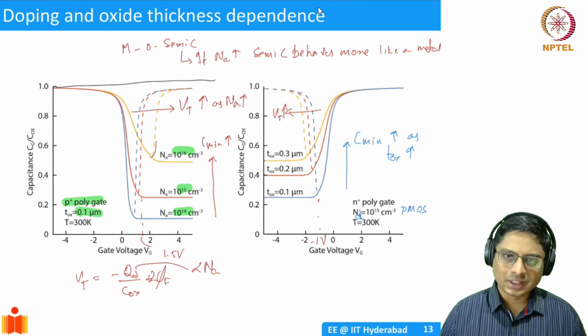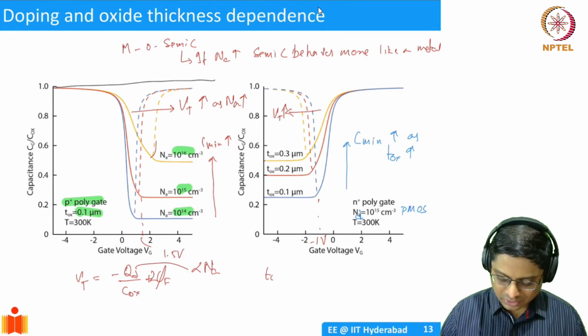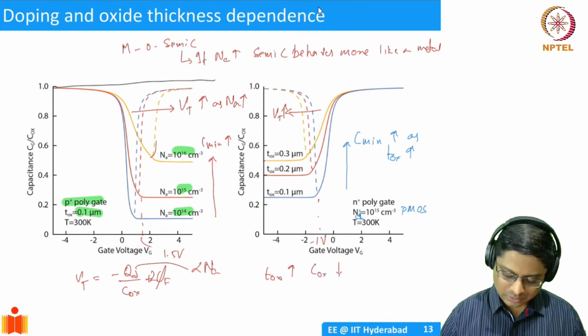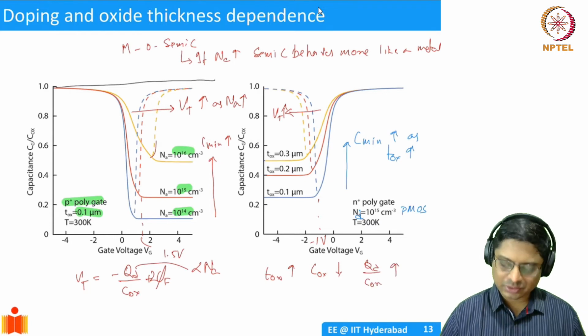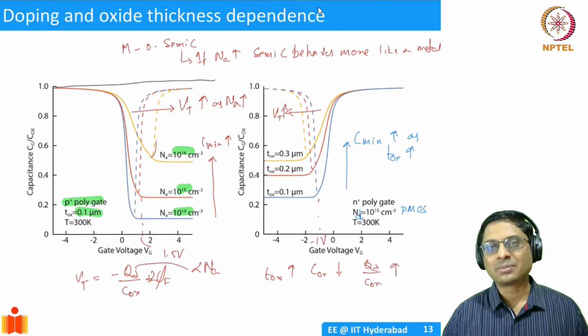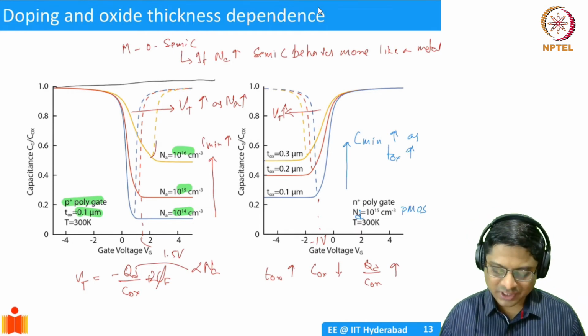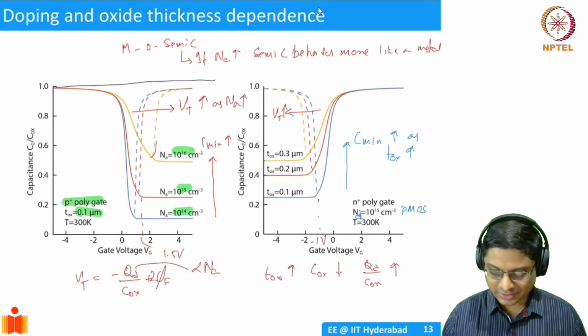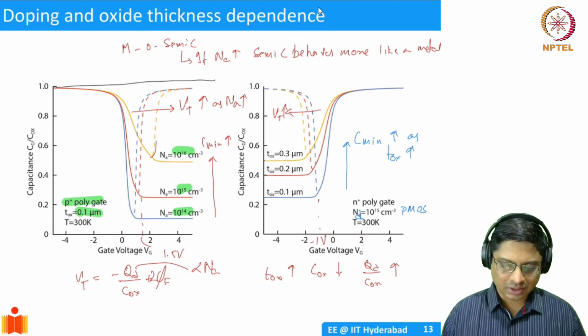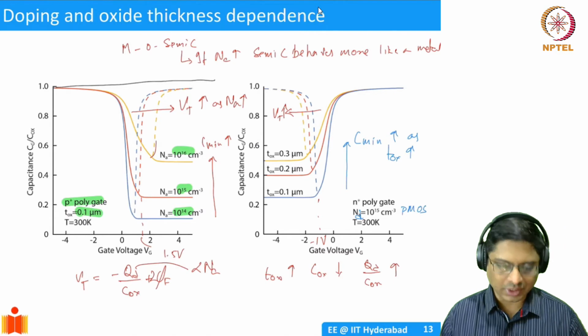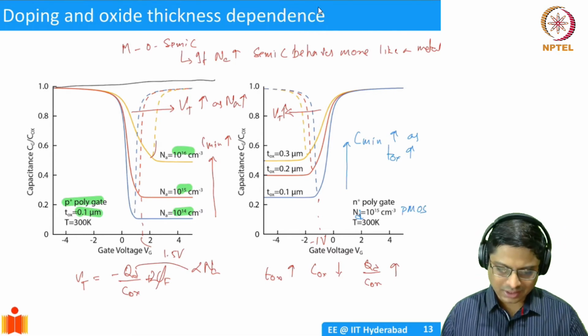Why is that happening? Well, if your thickness TOX is increasing, COX is reducing, so your QD by COX is going to increase. So VT is going to increase. But you see, it's not that much of an effect as compared to Na. It's a much weaker effect.